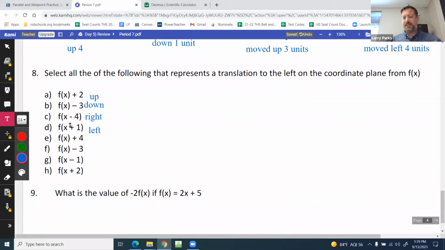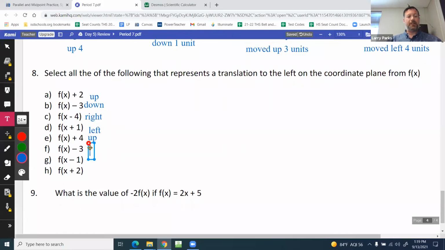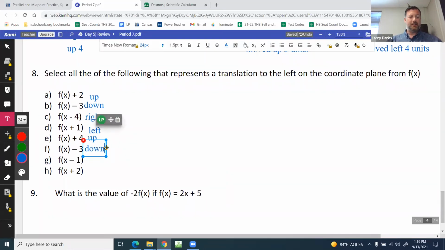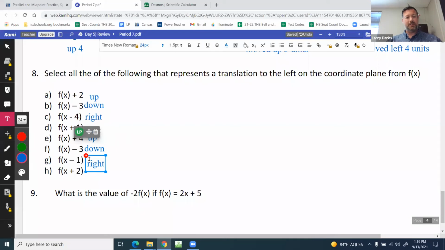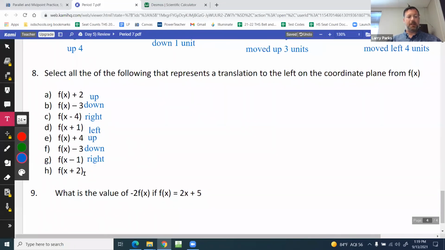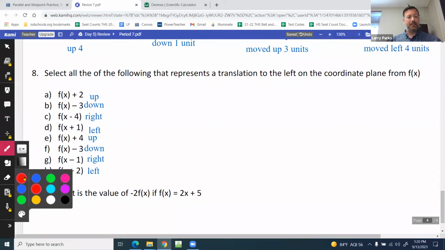Because it's inside the parentheses, it does the opposite of what you would think. +4 makes it go up. -3 makes it go down, because it's on the outside. -1 makes it go to the right. And +2 makes it go to the left. So this was like multi-answer. So which one makes it go to the left? Not that one, not that one, not that one, this one. And this one. So select all of the following. I would pick D and H.